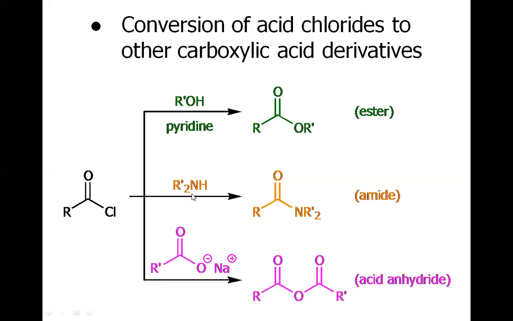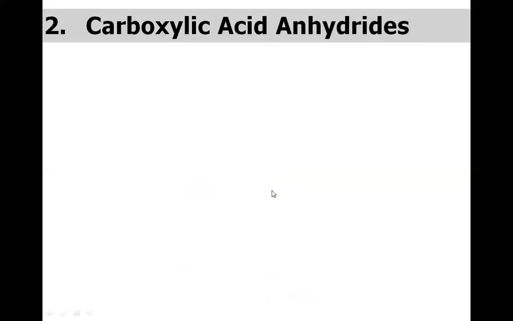If we use the amine, whether it's primary or secondary, we may have the amide form. And if we treat this acid chloride with the carboxylate salt, we have the acid anhydride form. So since acid chlorides are extremely reactive carboxylic acid derivatives, they react with almost many nucleophiles to have different products formed.